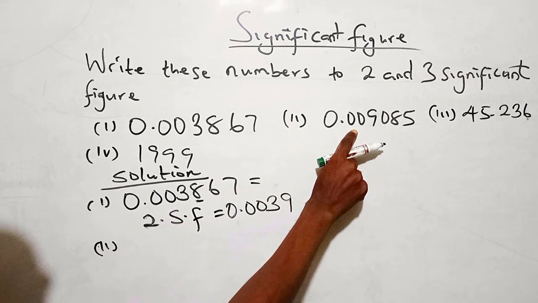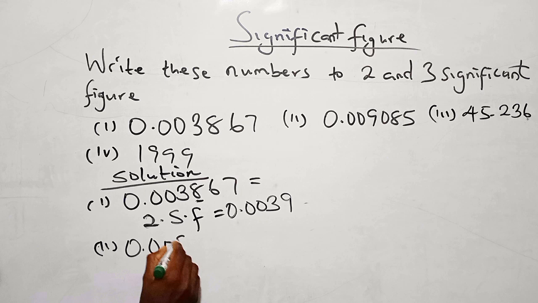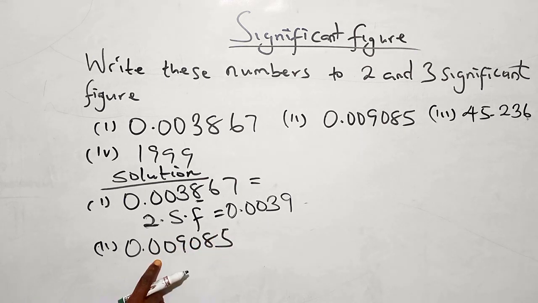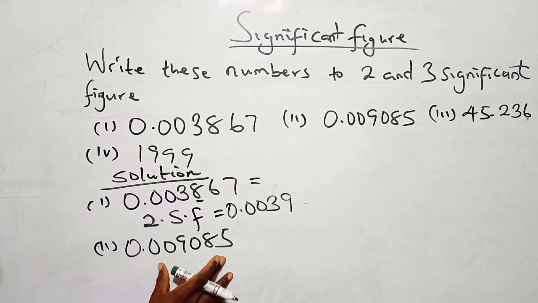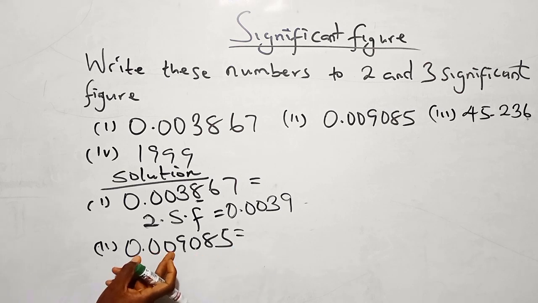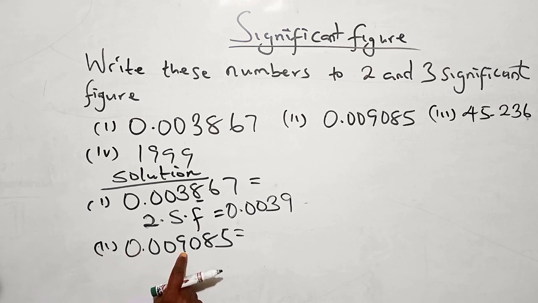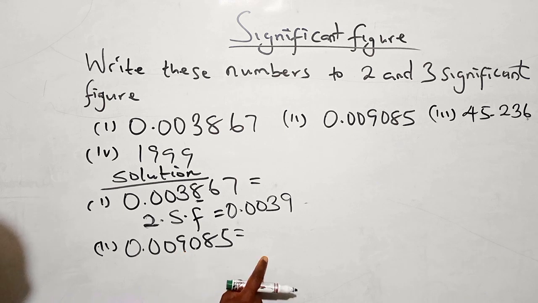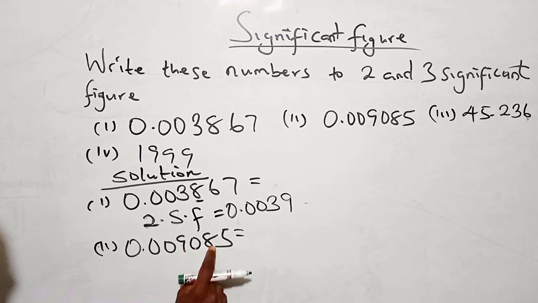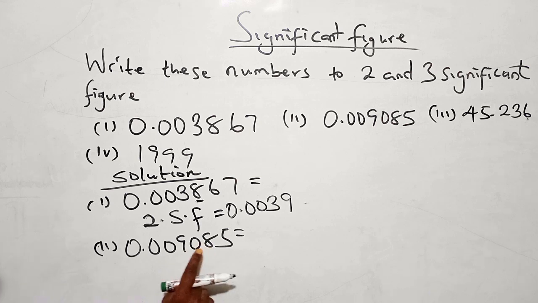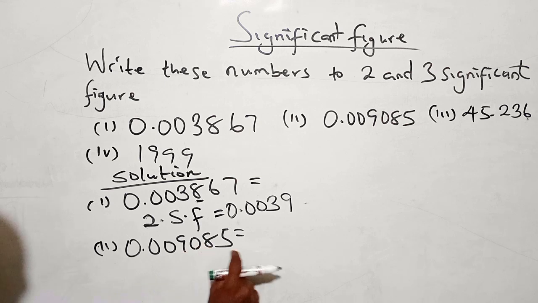And for the second one, I have 0.009085. When you look at this, you have a 0 digit in between 2 non-zero digits, but this one is significant. You must count it. But when you have numbers as leading zeros, it's not significant. You have to start from the non-zero digits when you are doing your counting. But if you have a 0 between 2 non-zero digits, you have to count it along with them.